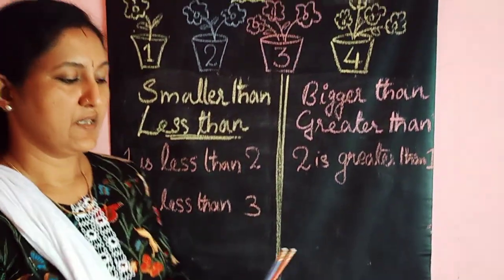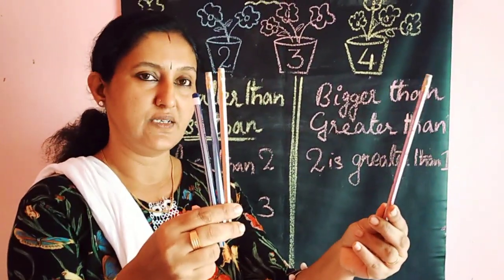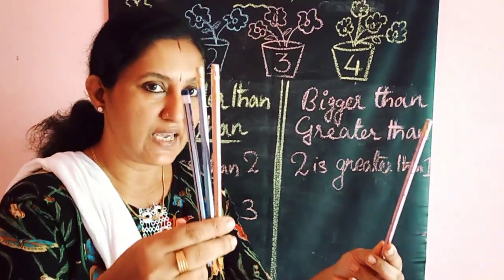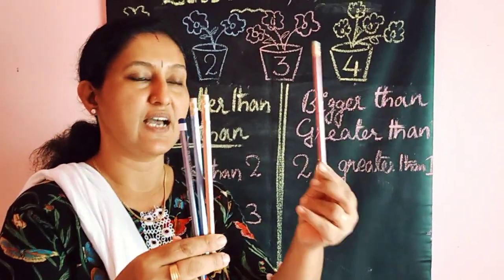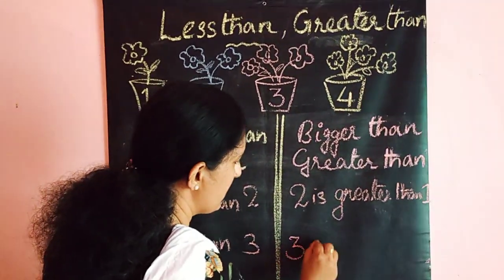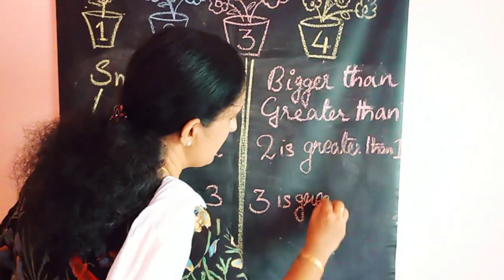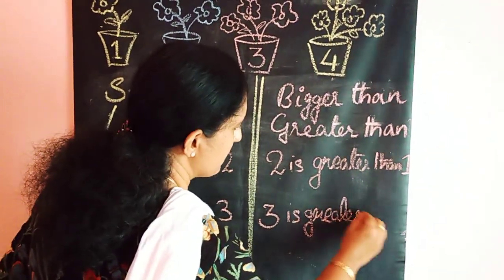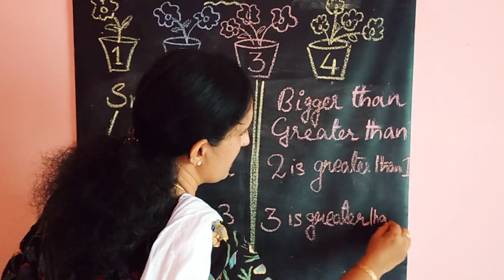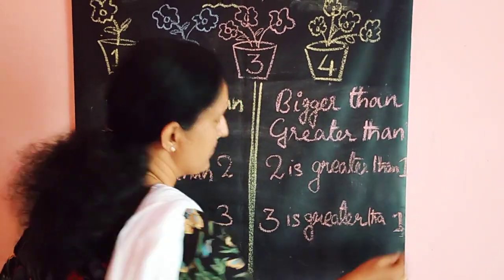Now, if we compare 3 and 1, both are the same. 3 and 1, what can we say? 3 is greater than 1. Correct. 3 is greater than 1. Both are the same. We said the same statement in two ways.